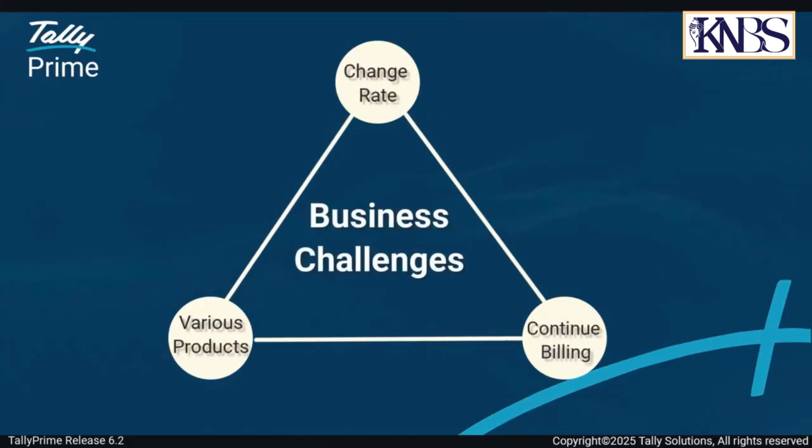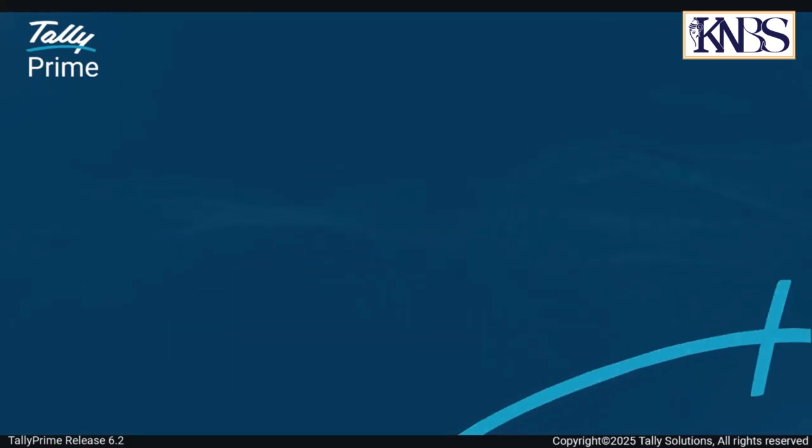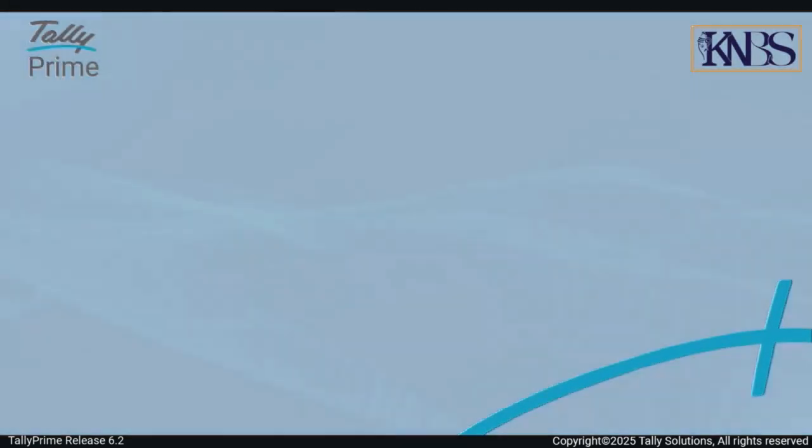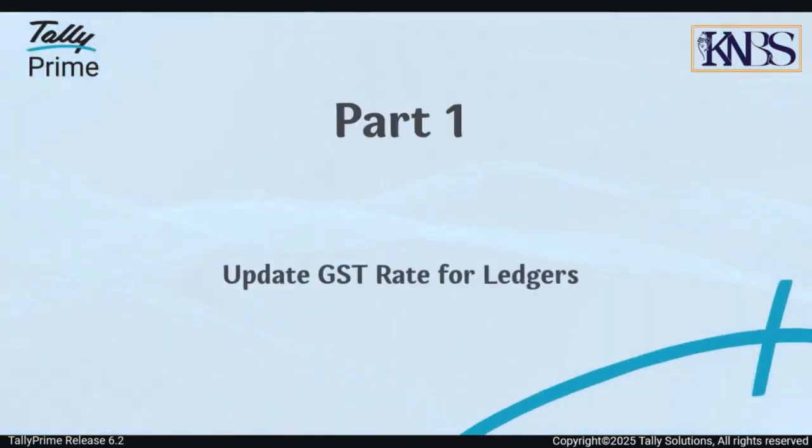However, implementing this rate change across a spectrum of products and services in a short period of time can be challenging for businesses. With TallyPrime, you can now quickly update GST rates for your stock groups, items, or ledgers either one by one or in bulk with the help of the GST rate setup. You can even specify an effective date to ensure the rates are implemented starting from a particular date. Let us look at the steps to change GST rate for accounting ledgers like tax, sales, or purchase ledgers.